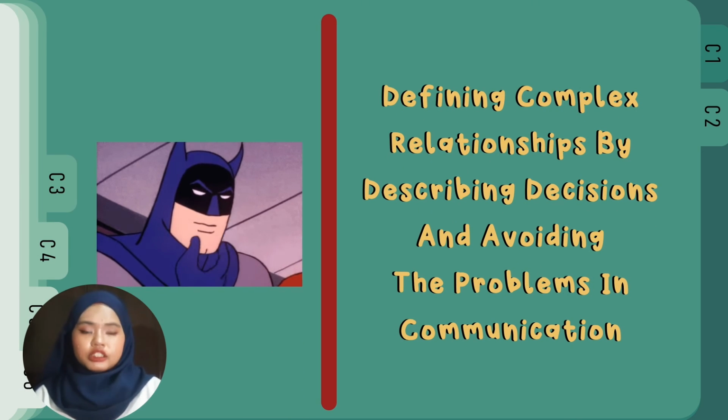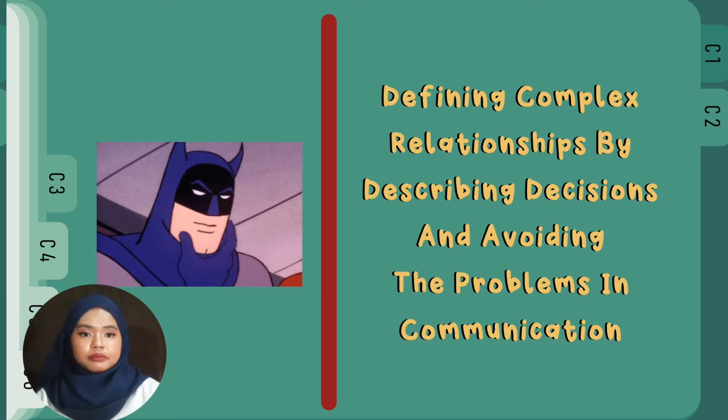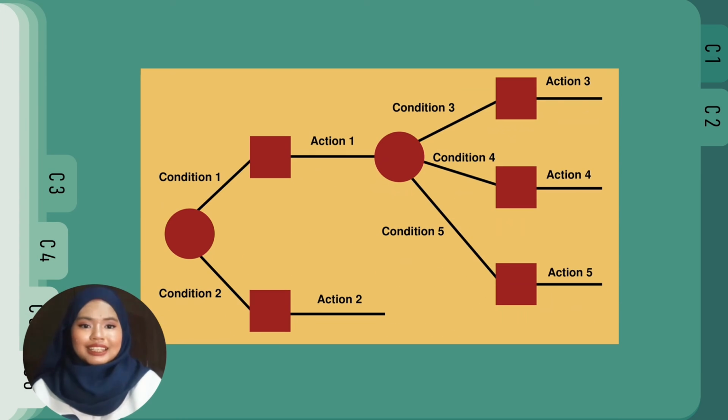What is a decision tree? A decision tree is a method for defining a complex relationship, describing a decision, and avoiding problems in communication. This is an example of a decision tree. A square node represents an action while the circle represents a condition. It shows which condition will go first, second, and so on. This tool usually forces analysts to consider the sequence of decisions and identify the actual decision that they should make.